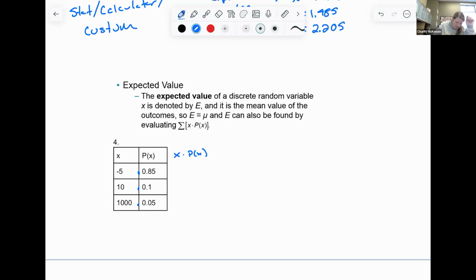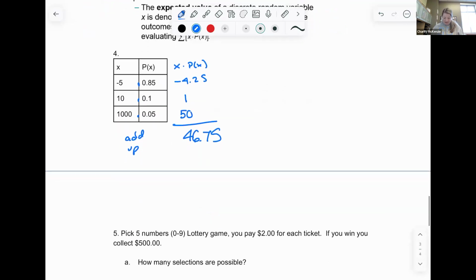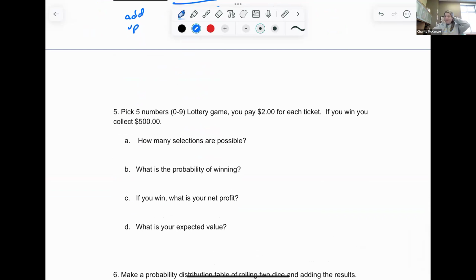So -5 times 0.85 is -4.25. 10 times 0.1 is 1. And then 0.05 times 1,000 is 50. Okay, add those up. And I get $46.75. Should I play this game if the expected value for me, the winner, is $46? Yeah, I should play. Totally in my favor, right? Okay, so expected value: multiply across.